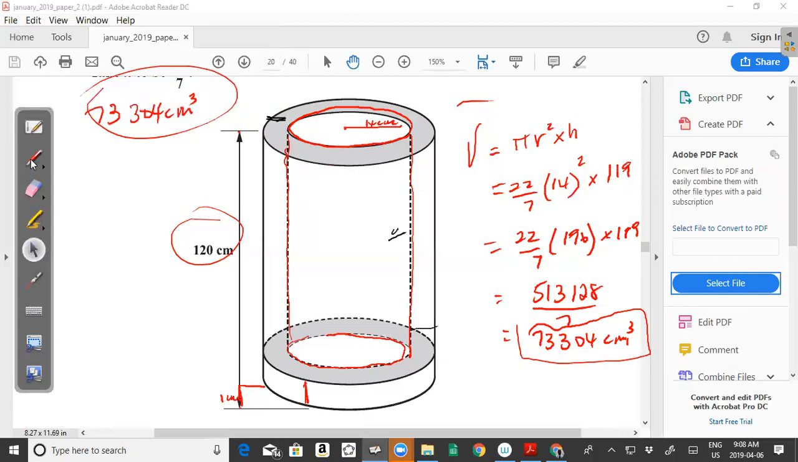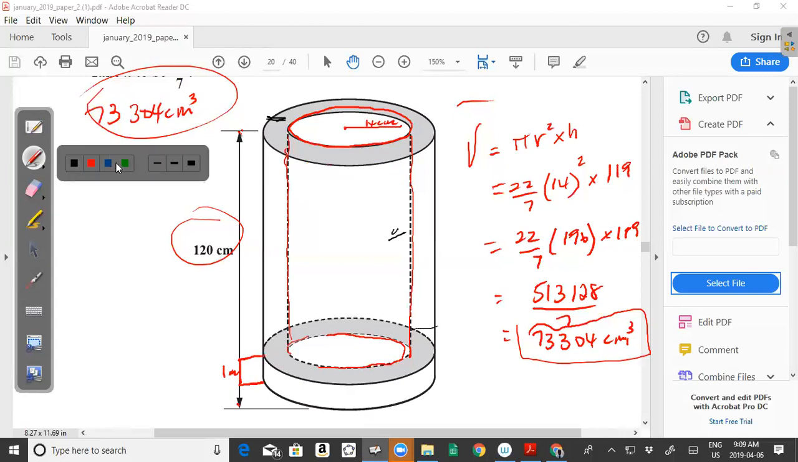The trick to this question is really to make sure that you subtract this thickness at the bottom. This 1 centimeter, I'm actually drawing it up here. This 1 centimeter thickness needs to be subtracted from the height. The entire height is from the top to the bottom, and therefore you have to subtract this 1 centimeter from this 120 to make it 119.